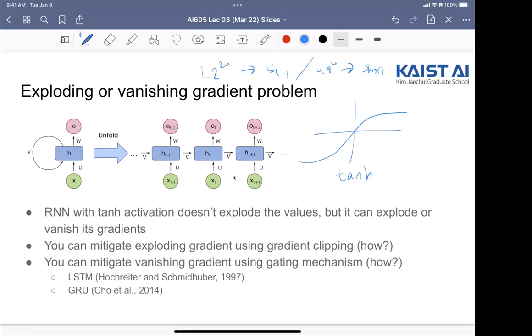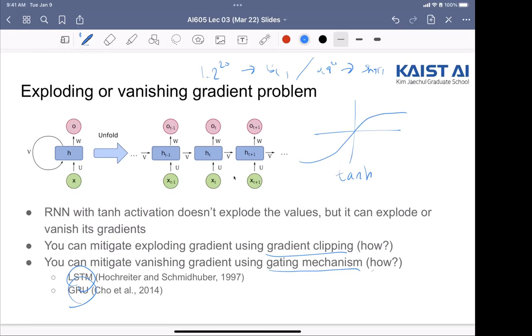Okay, so there are several ways to mitigate these exploding or vanishing gradients. It is possible to mitigate the exploding gradients using gradient clipping. It's actually very easy. We'll talk about this in the next slide. And you can mitigate vanishing gradient using a gating mechanism, which is basically the LSTM or GRU.